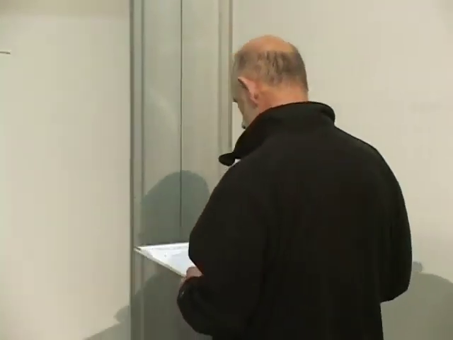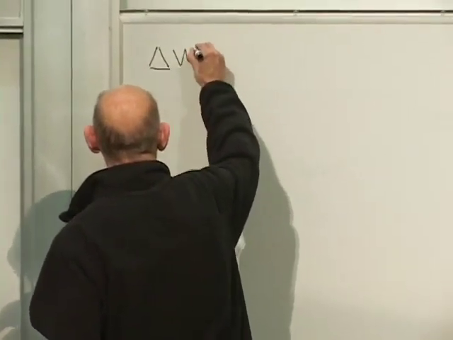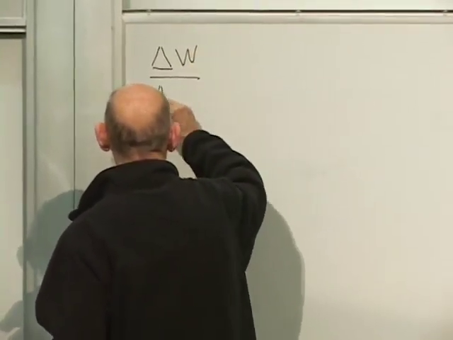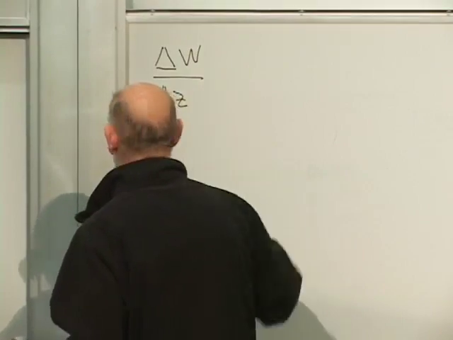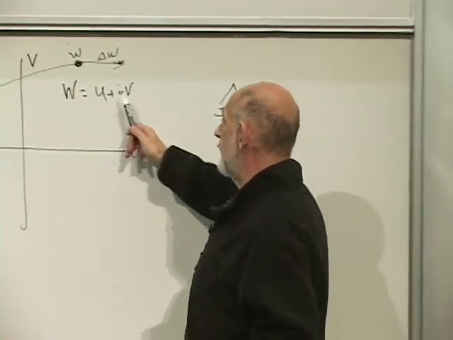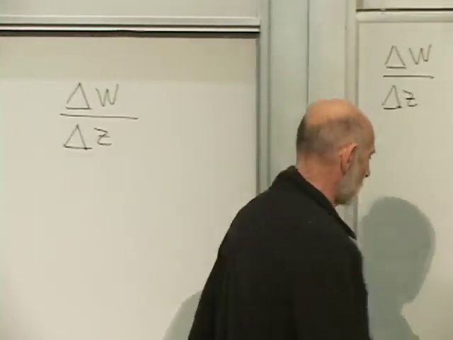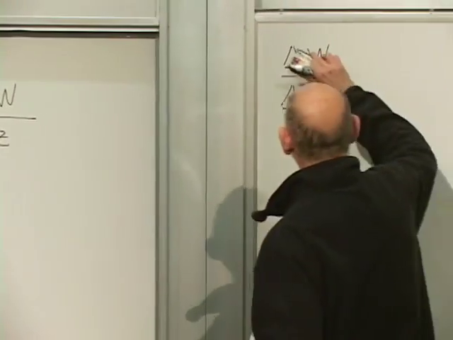Okay, let's calculate delta w by delta z. Now, first of all, what is delta w? w is u plus iv. Why don't we, let's not be babies. Let's call it dw by dz.